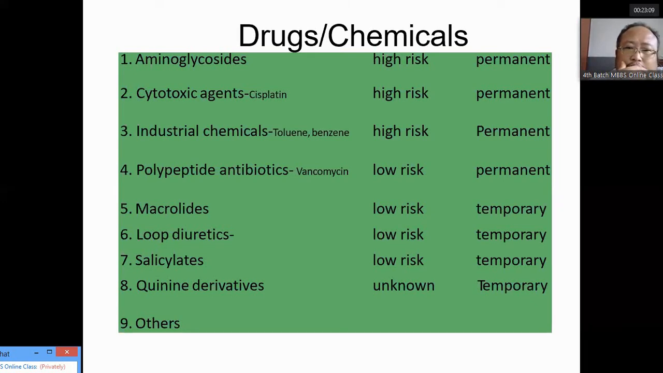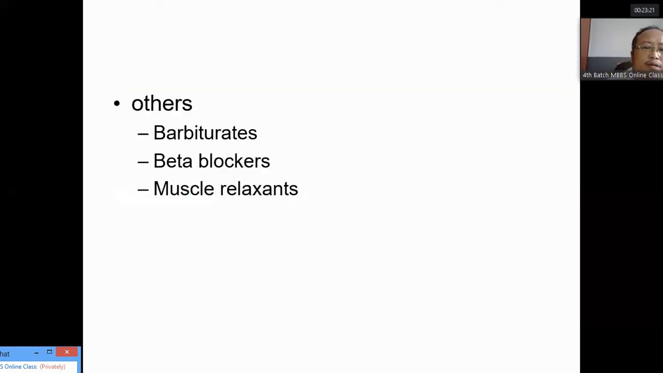Industrial chemicals like toluene, epinephrine, macrolides, loop diuretics like furosemide, salicylates, quinine derivatives, and others like barbiturates, beta blockers, and muscle relaxants are a few drugs that may cause ototoxicity.